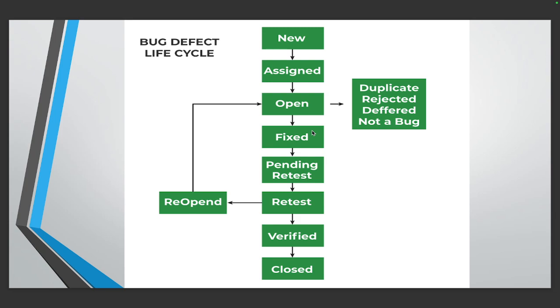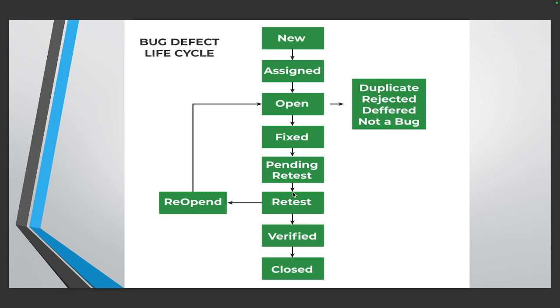Once fixing of the defect is completed, the developer team passes the new code to the testing team for retesting, and the code or application is pending for retesting on the tester side. So the status is assigned as pending retest. At this time, the document is waiting for the tester to open this issue again to retest it.